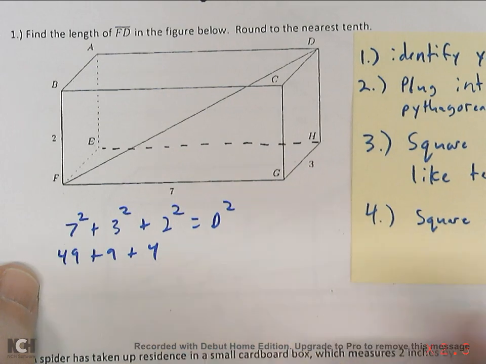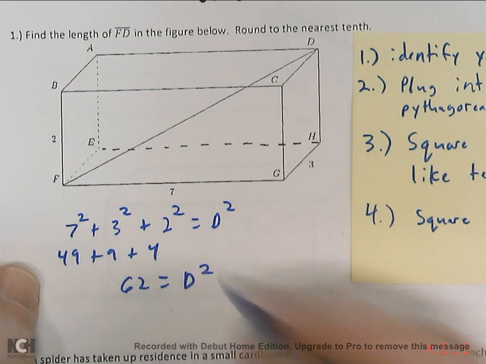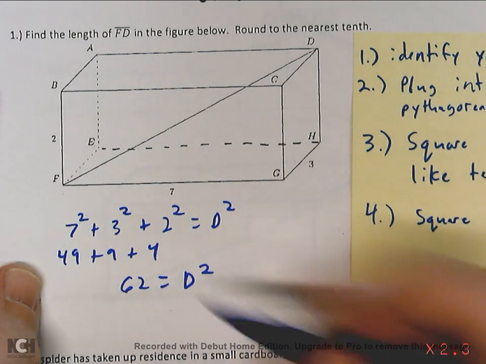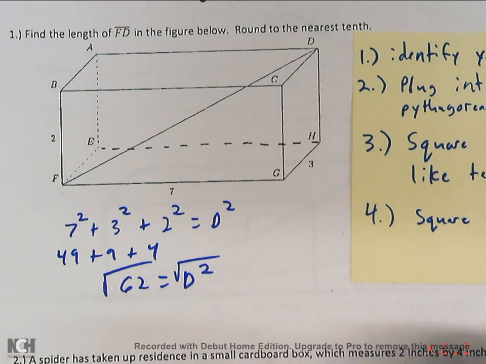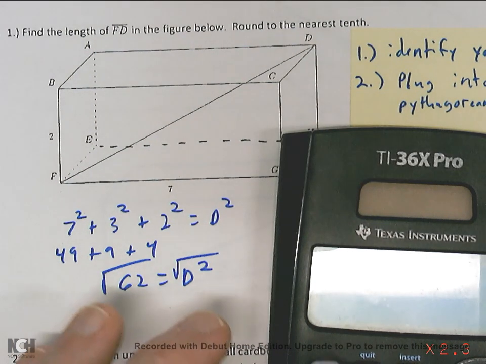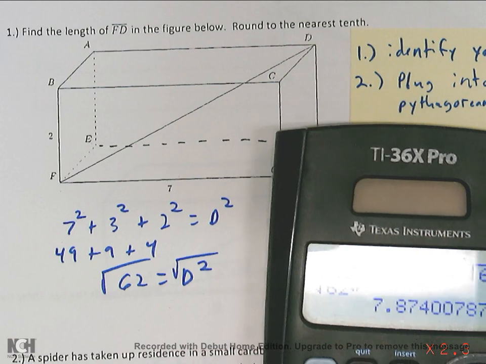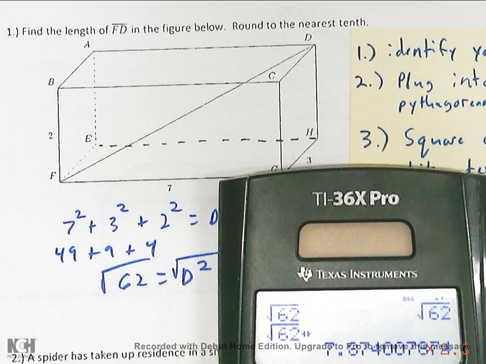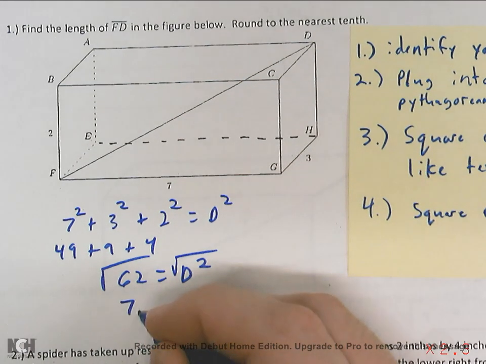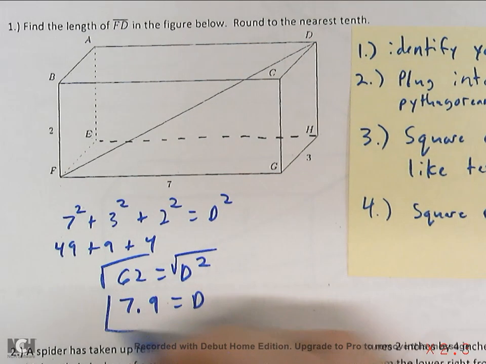That's going to give me 62. 62 is equal to the diagonal squared. Still not quite done because I need to figure out what the diagonal is by itself, not the diagonal squared. So I'm going to plug the square root of 62 in my calculator, and I'm going to round that to the nearest tenth. So 7.87 would round to 7.9, which would equal the diagonal, and that is my answer.